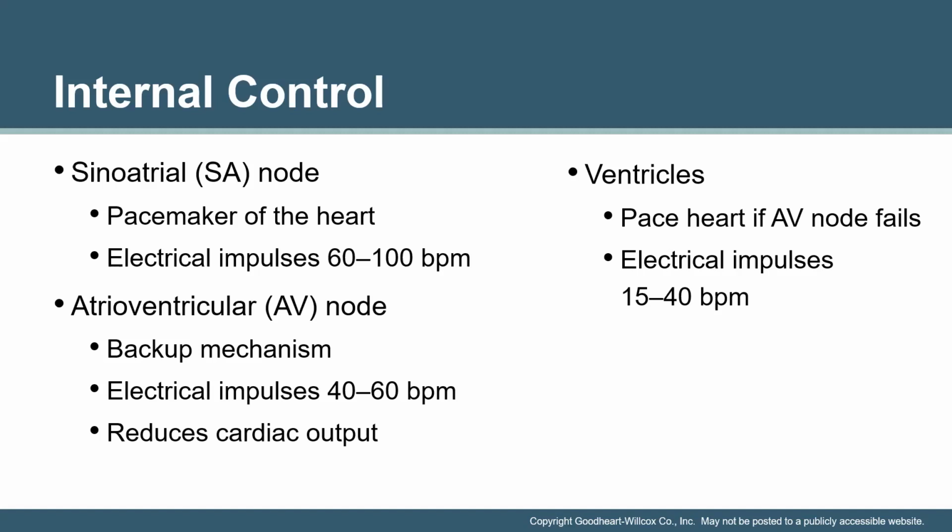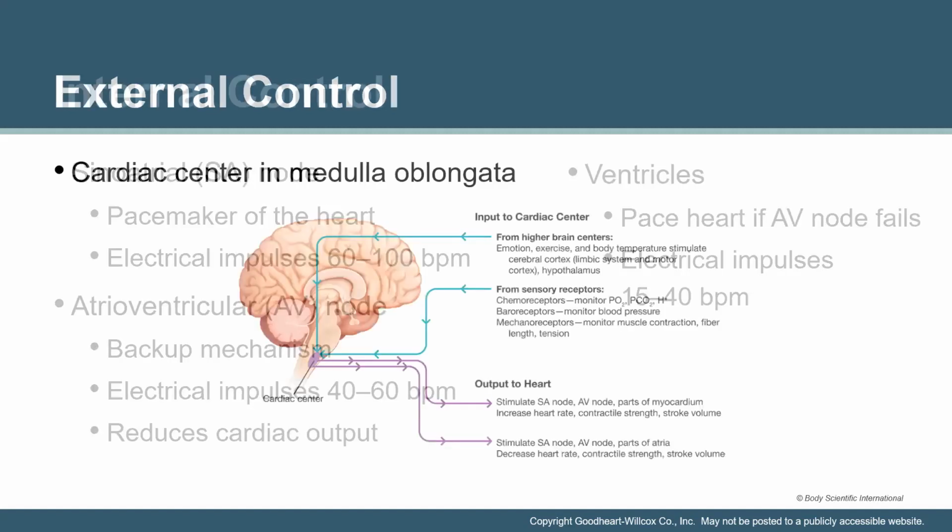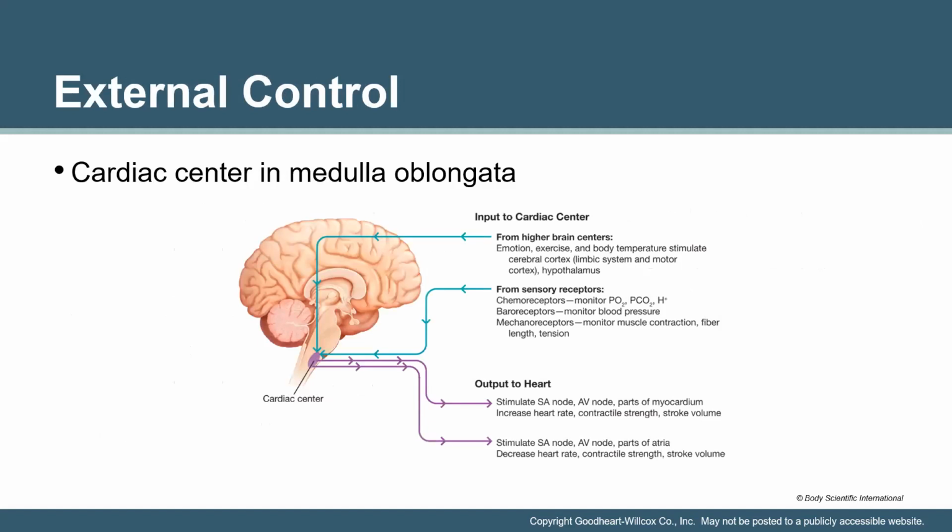At the ventricles, if the AV node fails, also the electrical impulse that we'll see is like 15 to 40 beats per minute. When this happens, this is likely when we are going to really notice some other symptoms along the line, and this is where an external pacemaker can be functional. Now, from an external control perspective, like what other regulatory centers are impacting the heartbeat and its output. Okay.